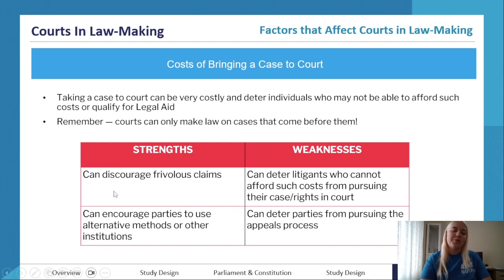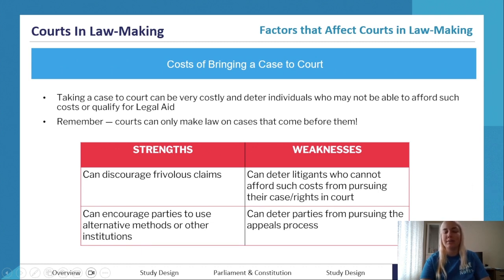It also helps to encourage parties to use alternative methods or other institutions. So, using things like mediation, arbitration, and conciliation, accessing a tribunal in their state or area, or another service that can help to decide that, like Consumer Affairs Victoria. So this helps to again reduce the burden on the court system.